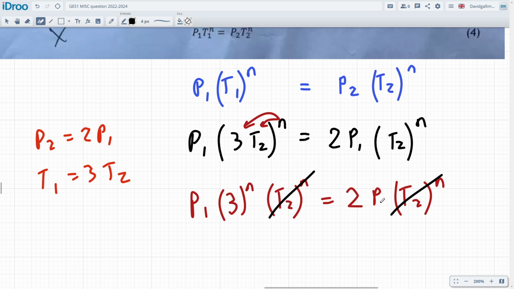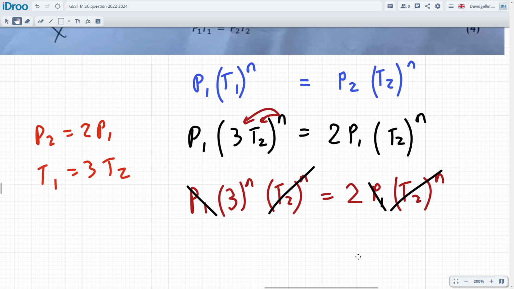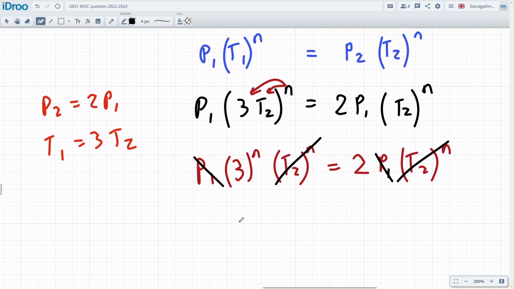That was a P1. Oh yeah, we got a P1 on each side. They can be cancelled out as well. We've almost destroyed everything now. What do we have left? We're left with 3n is equal to 2. Oof, much tamer, much easier to handle.